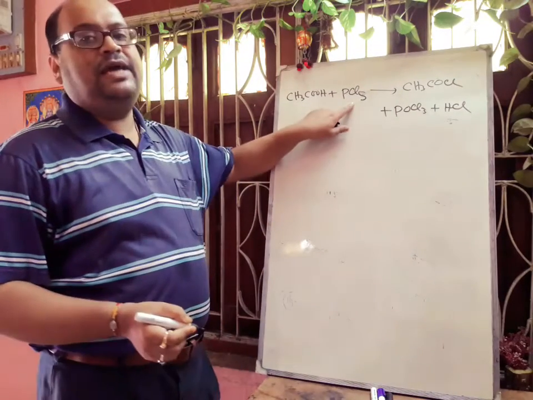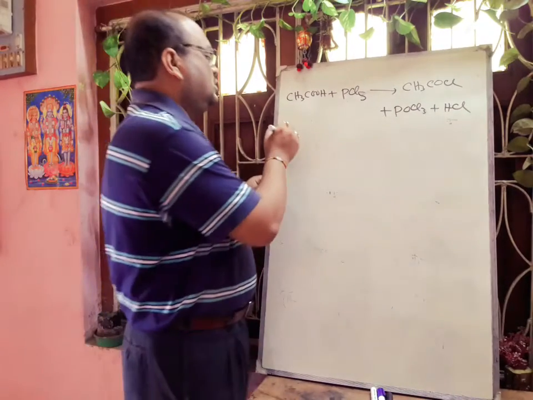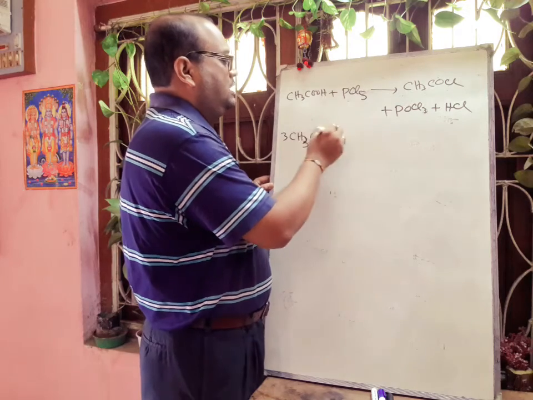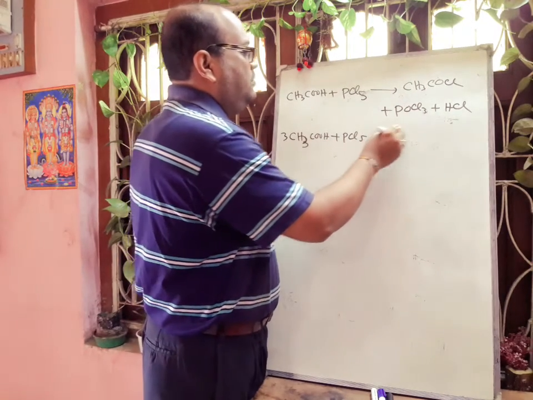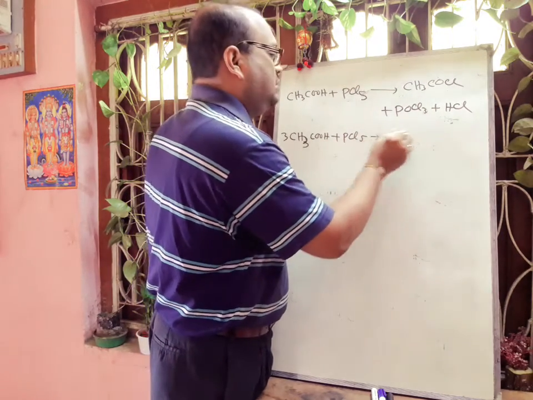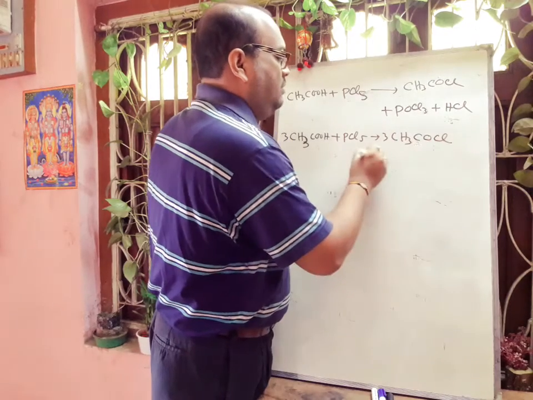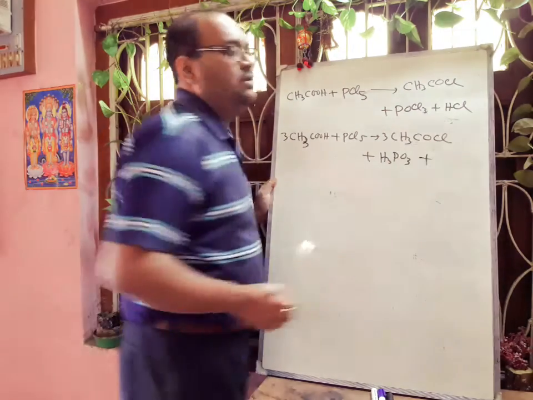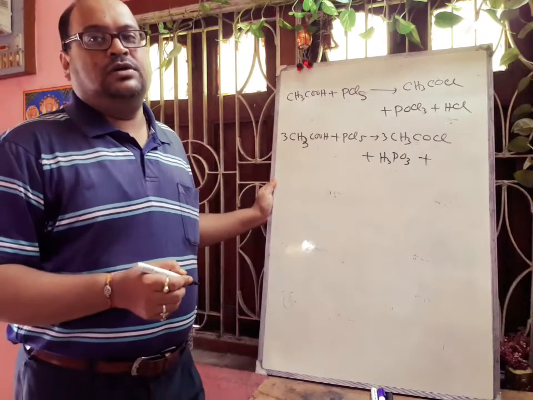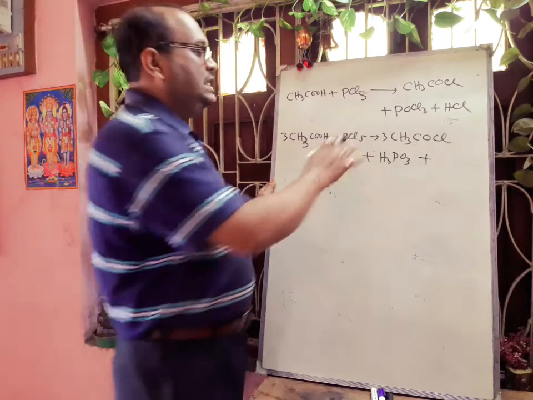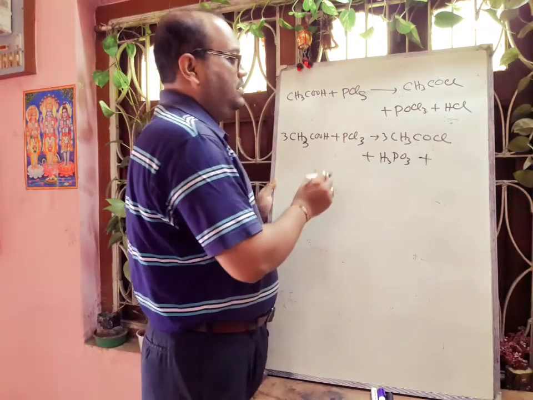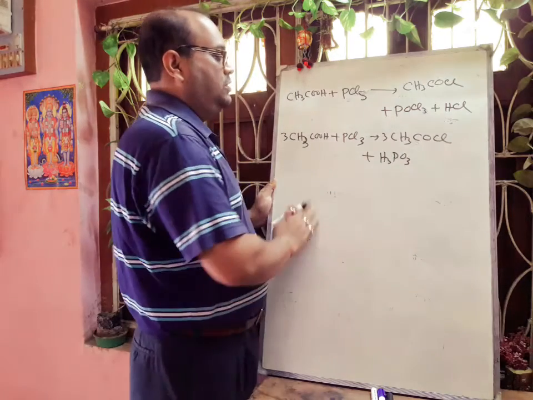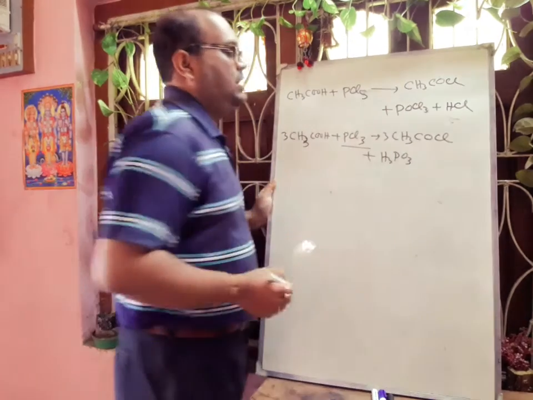In lieu of PCl5, we can also use PCl3. So thrice CH3COOH will react with this PCl3, forming thrice CH3COCl, acetyl chloride, plus H3PO3. So this one is phosphorus trichloride.